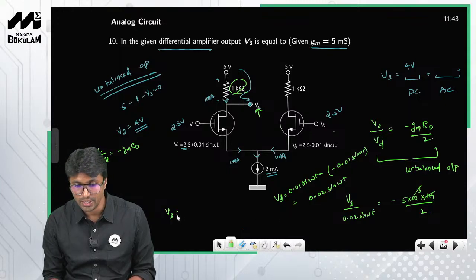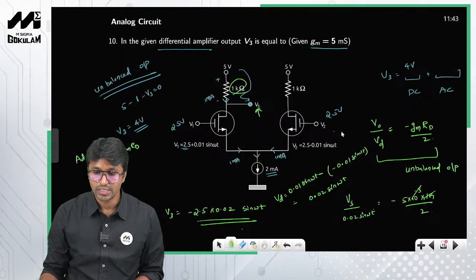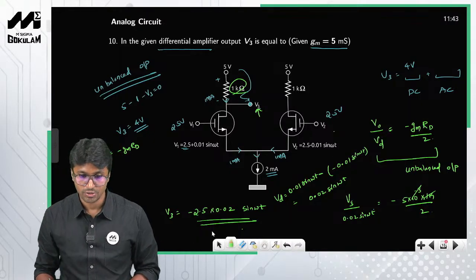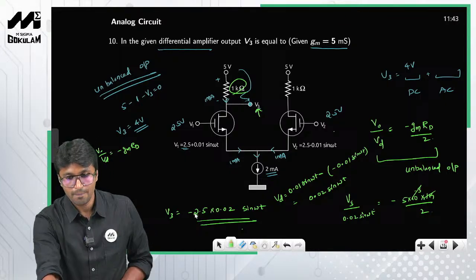So V3 is equal to minus 2.5 into 0.02 sin omega t, right? So therefore this is nothing but the AC part, right? So you got the DC part as well as the AC part, right? So this is how you solve this particular problem, right? Now let us move on to the next question.